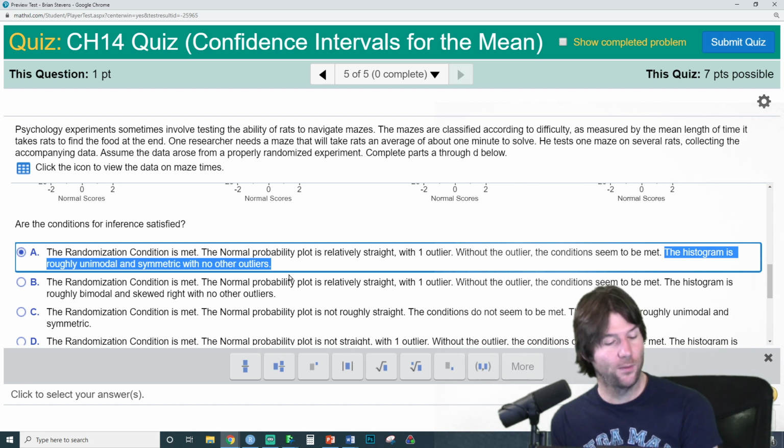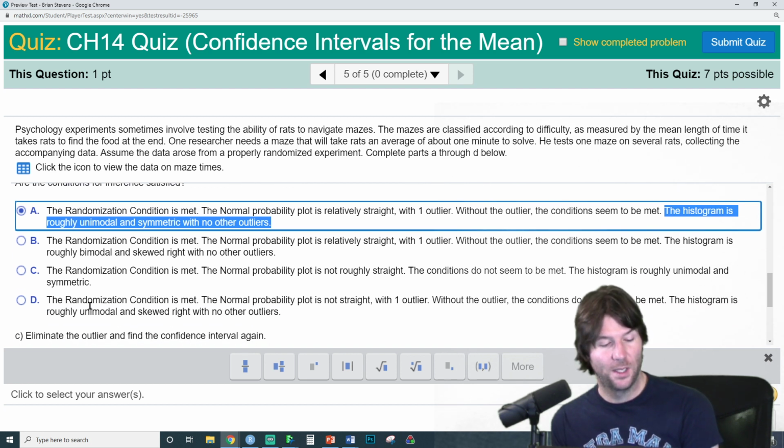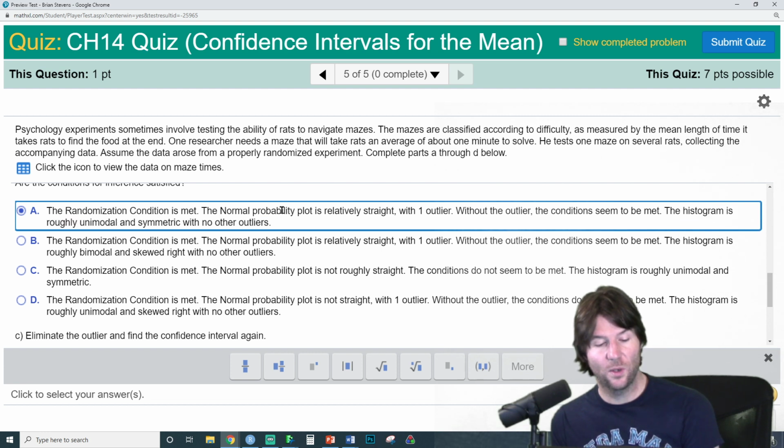The histogram is bimodal. Nope. The randomization condition is met. The normal probability plot is not straight. Without the outlier, the histogram is nearly unimodal and skewed to the right. So it's roughly symmetric, and that's kind of what we want.